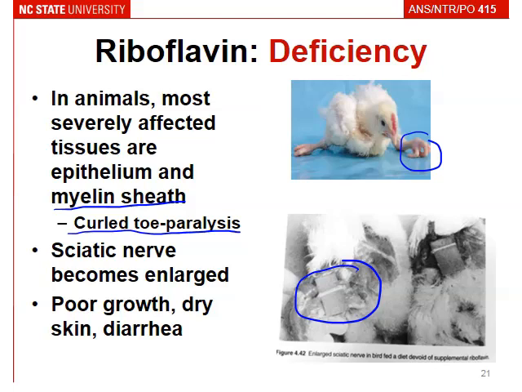So here you could see this chicken has an enlarged sciatic nerve, which also, interestingly, many viruses can actually cause similar symptoms with the enlarged sciatic nerve. So it's one way to distinguish different diseases. You can think that you have a disease where actually you just have a riboflavin deficiency. You also get poor growth, and because it is affecting the skin, the epithelium, we get dry skin, and we also have diarrhea.